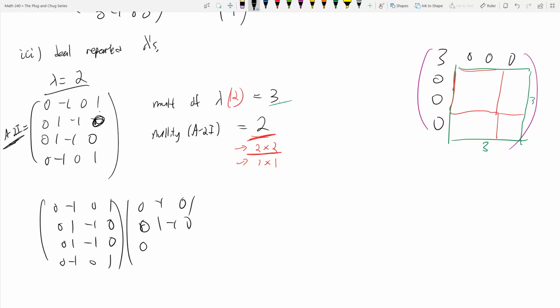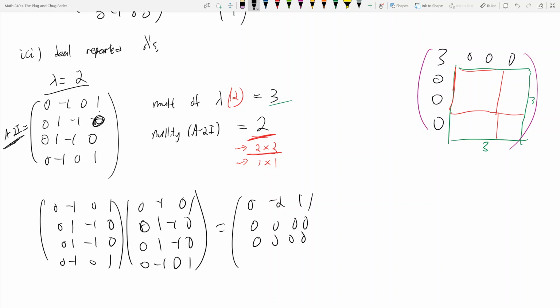Okay, so this guy again. Cool. And what do I get? Well, I get 0, negative 2, 1, 1; then rows of all zeros; and then 0, negative 2, 1, 1. Okay, and now what? So I squared it. This is A minus 2I squared.